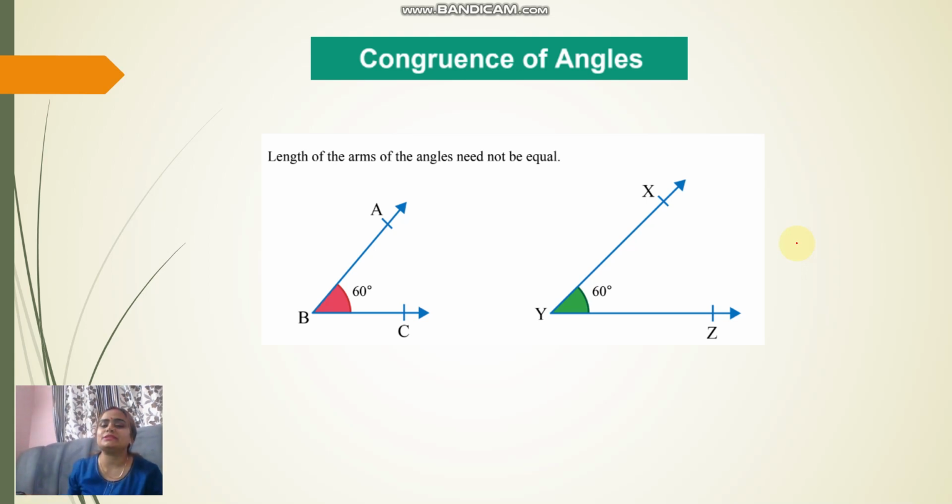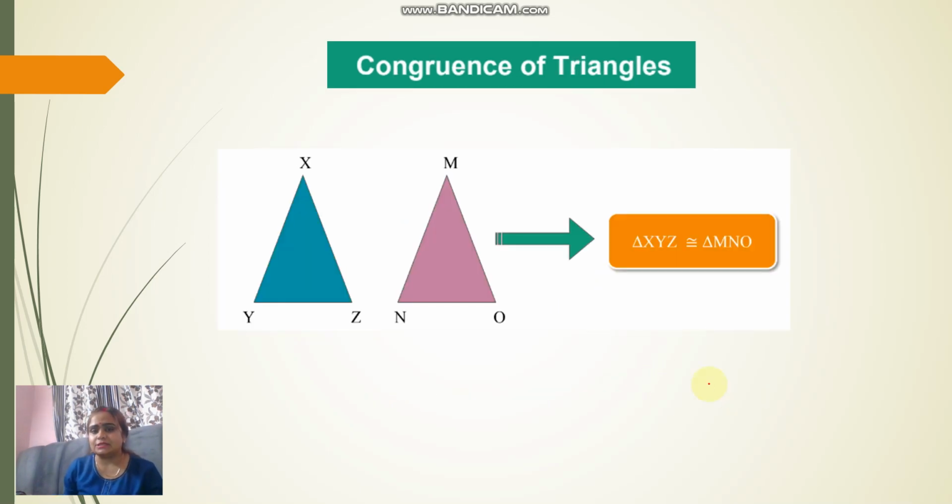In the congruency of angles, only the measurement of the angle should be the same. We don't need to look at the length of the arms. So angle ABC and angle XYZ are both 60 degrees, so they would be congruent. Similarly, in the case of the congruency of triangles.